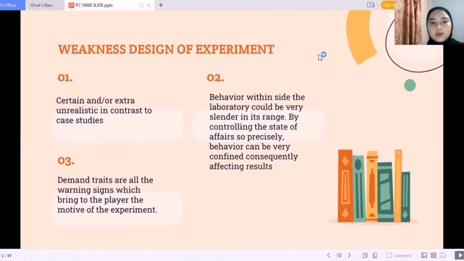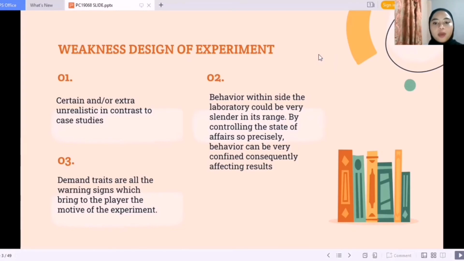I want to explain about the weaknesses of design of experiment. First, the experiment is sometimes extra unrealistic in contrast to the case study. This explains that a case study is more realistic as it differs from an experiment. This is said to be so because when the experiment occurs, it shows a way to study something, or whether the study is successful or not.